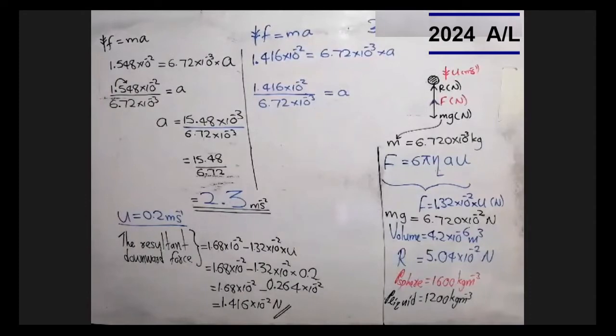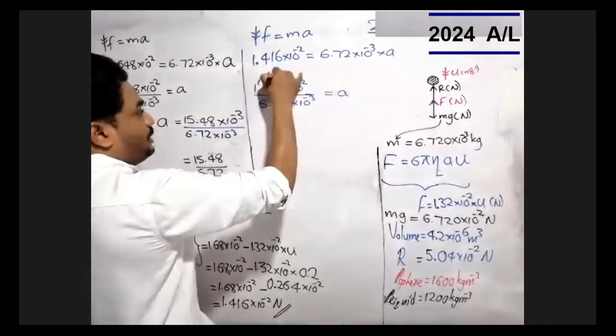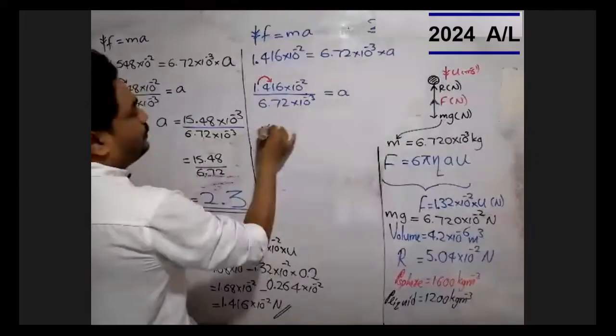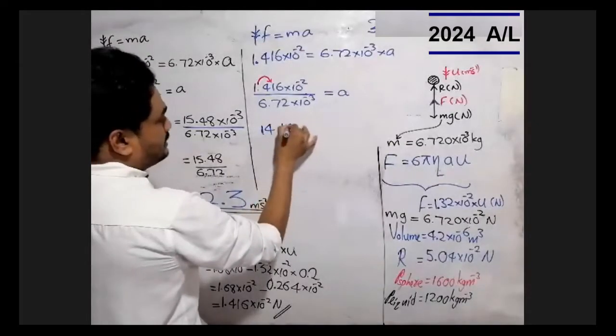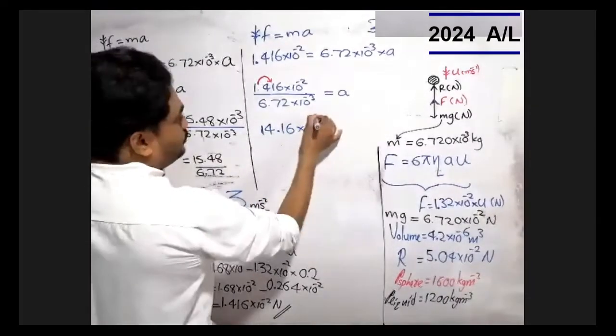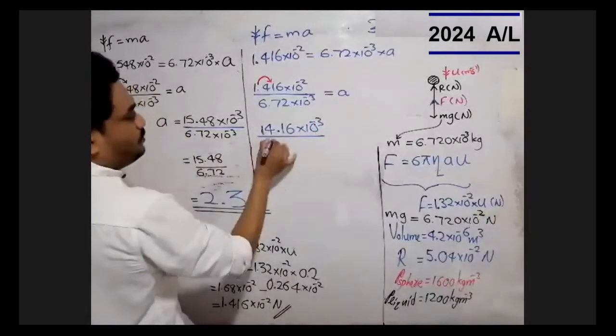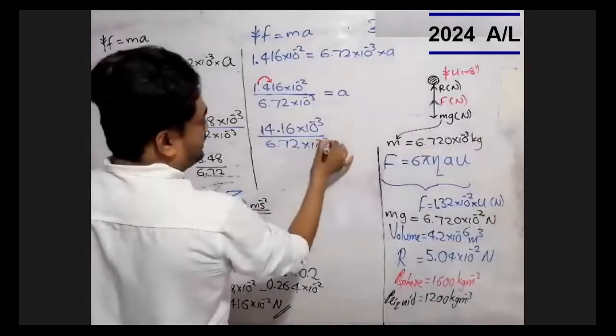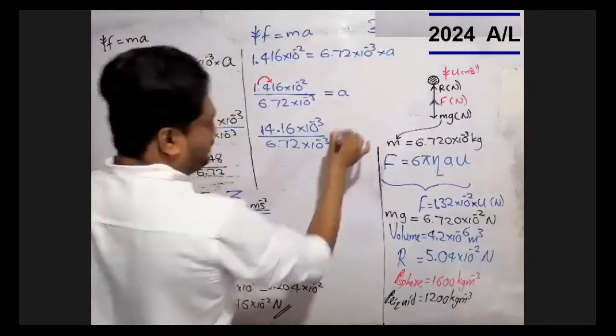The method: 14.16 into 10 to the power minus 3. Very good. We take one decimal point to this side, to my right hand side. Then this will be 14.16 into 10 to the power minus 3 divided by 6.72 into 10 to the power minus 3 equals a.